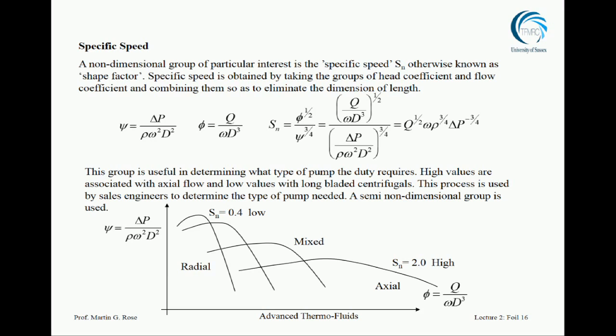It's not straightforward. And the first question the sales engineer has to come up with is what type of pump? Should it be a radial? Should it be an axial? Should it be a mixed flow? And this is formally how he answers the question. The process is called specific speed. And you'll find it in all turbomachinery textbooks. They talk about specific speed.